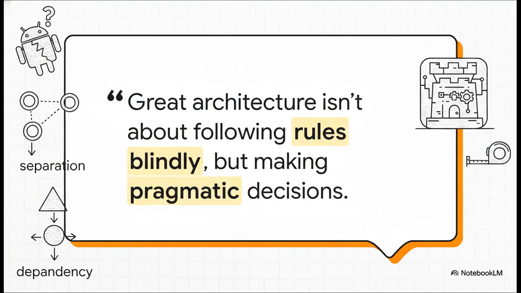So let's end with this because it's the most important thing to remember. Being a great architect isn't about following some rulebook to the letter or perfectly copying a diagram you found online. It's about understanding the why, the principles of keeping things separate and managing dependencies. And then it's about using your judgment to make smart, pragmatic decisions that actually help you build a better, stronger app that can last for years to come.